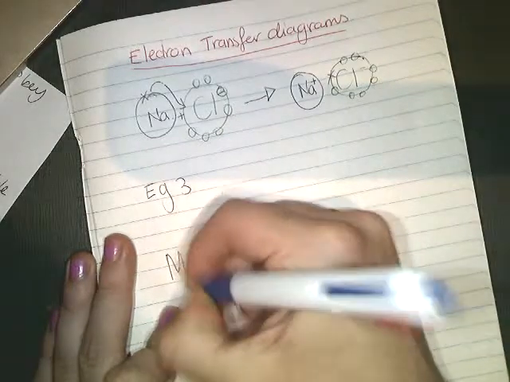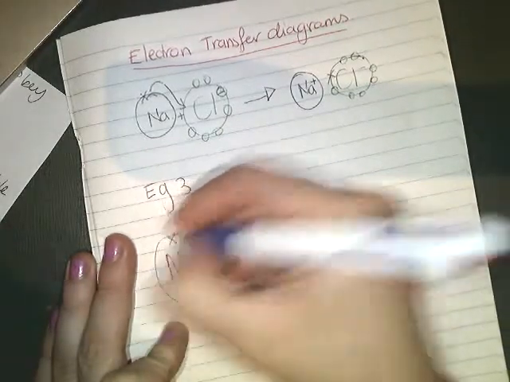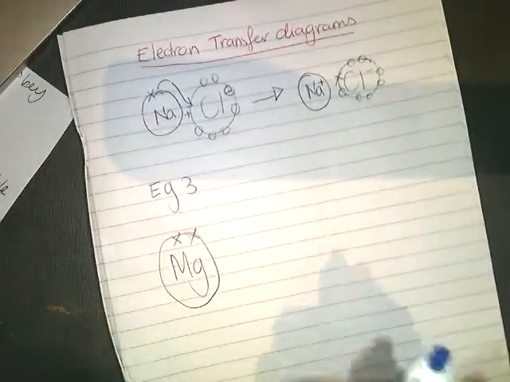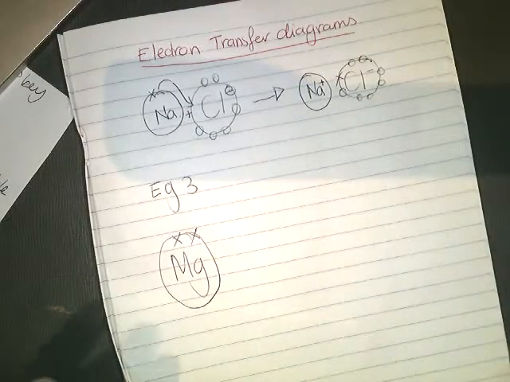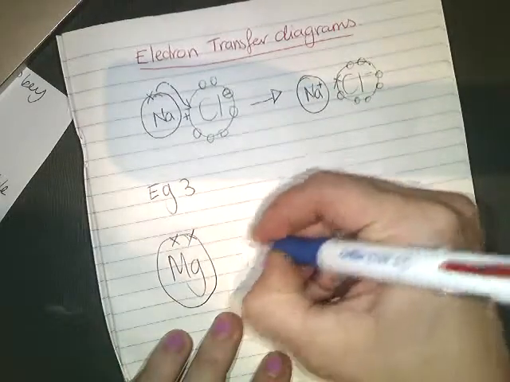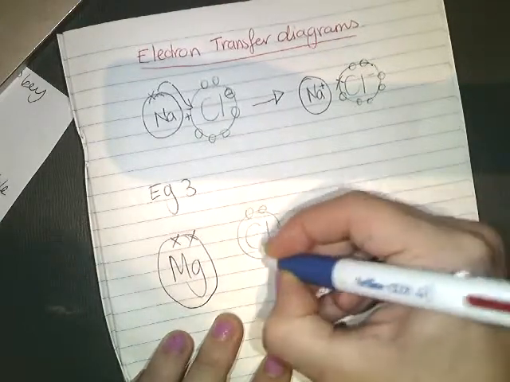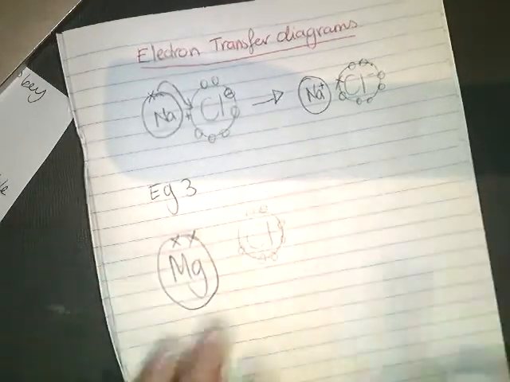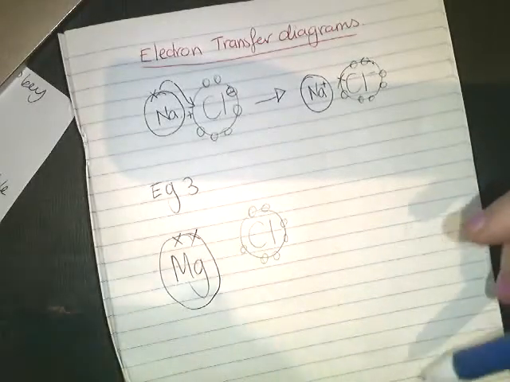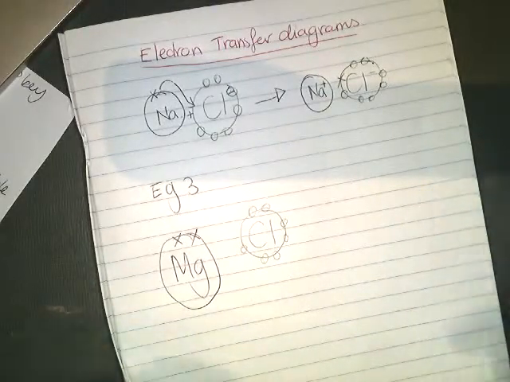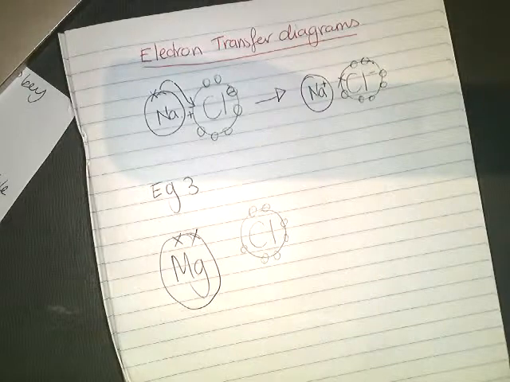I want us to do magnesium with 2 electrons in its outer shell, and I want us to do chlorine with 7. I want you to try and pause the video and complete this electron dot diagram.